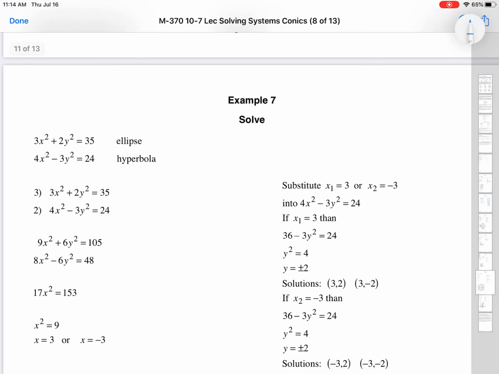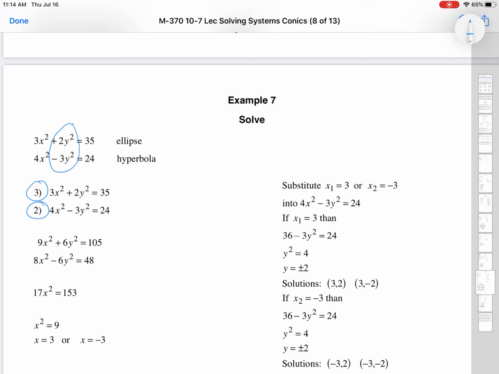And then an ellipse and a hyperbola. Okay, so a little bit crazy here. This is an example of where elimination might be the best. Substitution would be a killer. And so what are we going to do? We're going to take these two equations and we're going to modify them. We're going to multiply the first one by 3 and the second one by 2 so that we get rid of the y squared. So just like you did elimination in previous courses.